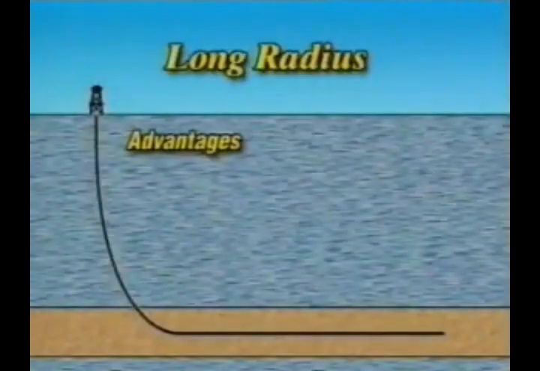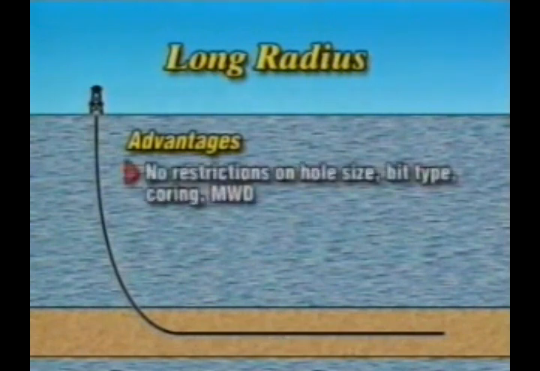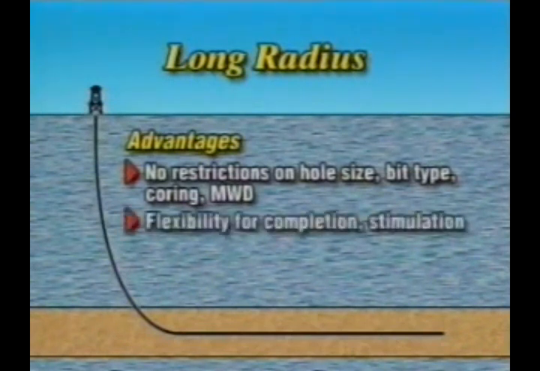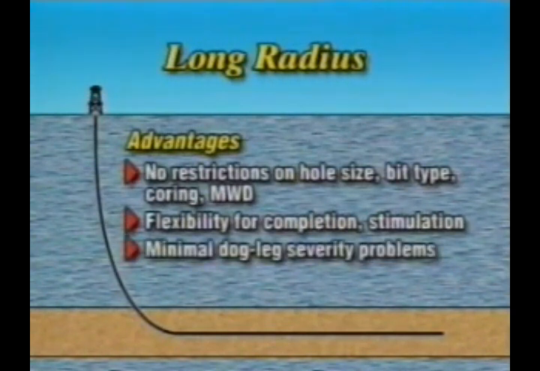Along with allowing for the use of conventional drilling tools, long radius drilling offers flexibility in several other areas. It places no restrictions on hole diameter, bit type, coring, or MWD capabilities. It leaves open various options with respect to completion, stimulation, and artificial lift. And compared to shorter radius wells, it presents minimal dogleg severity problems.